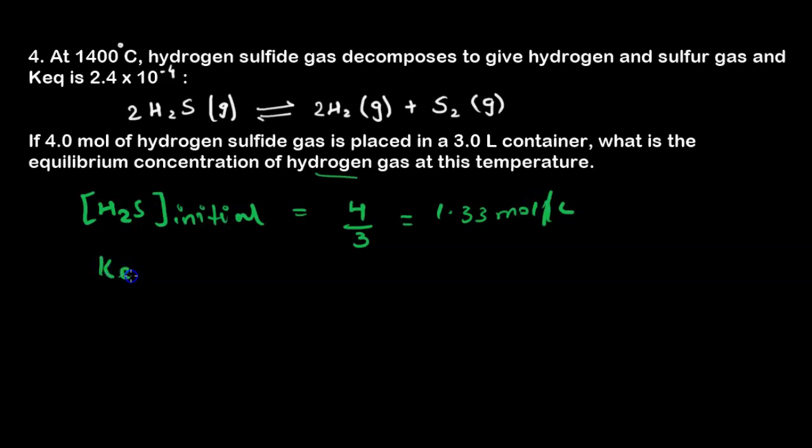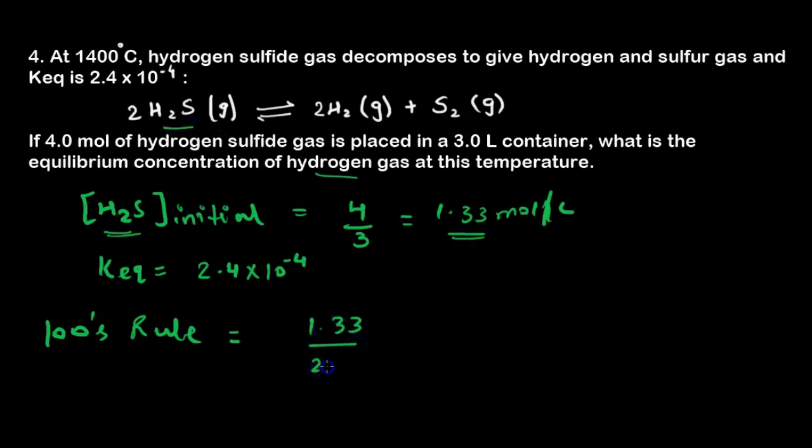Since we are given initial concentration, we know we have to use an ICE table here. We're also given the K equilibrium value, 2.4 times 10 to the power negative 4. One more thing we have to learn here is called the hundreds rule. If we divide the initial concentration of the reactant, which is 1.33, by the K equilibrium value, 2.4 times 10 to the power negative 4, and the answer is greater than 100, which we know it is going to be when we divide on the calculator, then we say that the hundreds rule is applicable to the question.